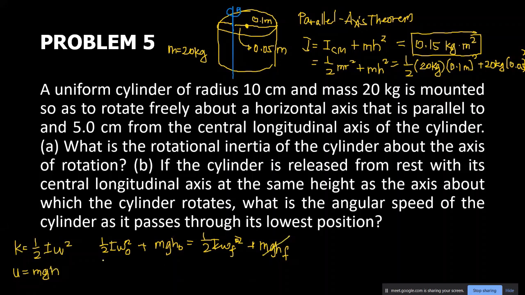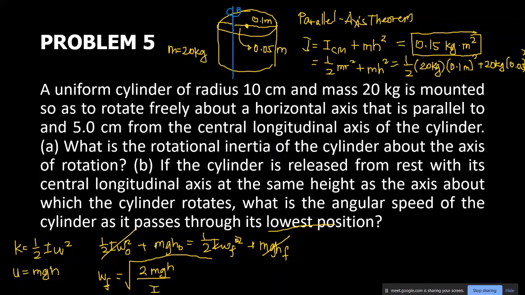So, magka-cancel din ito since at rest siya. So, we are left with the initial gravitational potential energy and the final rotational kinetic energy. Since sabi niya lowest position, the lowest position it can attain is 0, so the gravitational potential energy is cancelled. We solve for omega F, that is the angular velocity, that is equal to the square root of 2 times mgh over the moment of inertia.